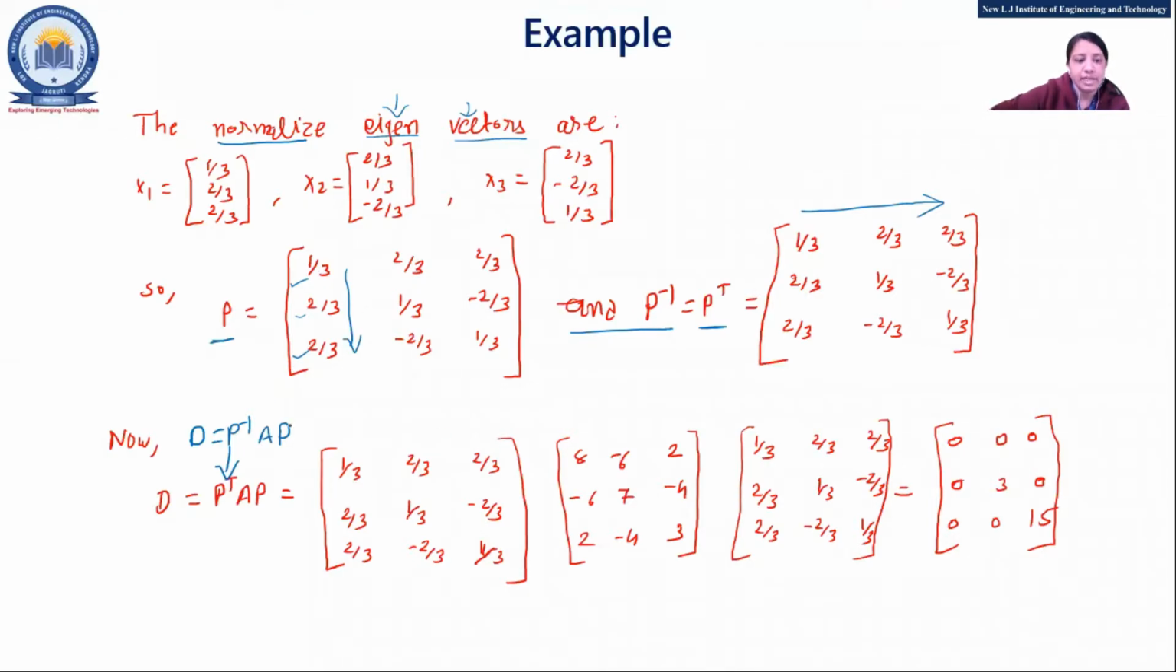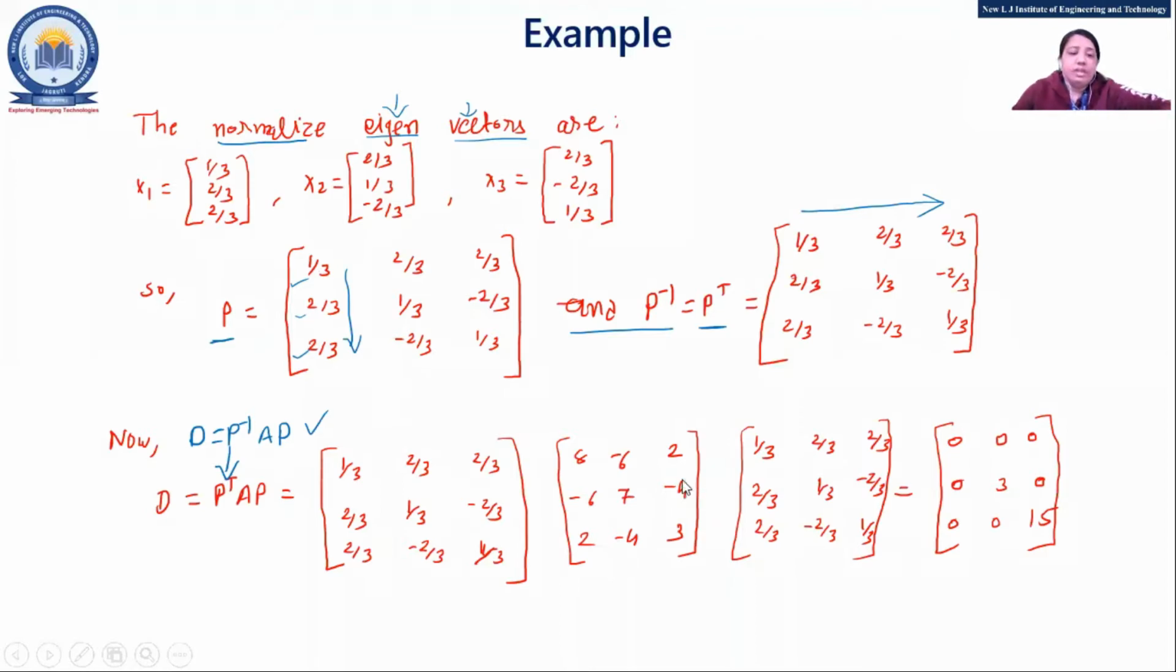Otherwise, prove that D equal to P inverse AP. Otherwise, it will be asked what? Orthogonal, right? So in these 3 ways, it can be asked. Okay, fine. Any doubt? Okay.